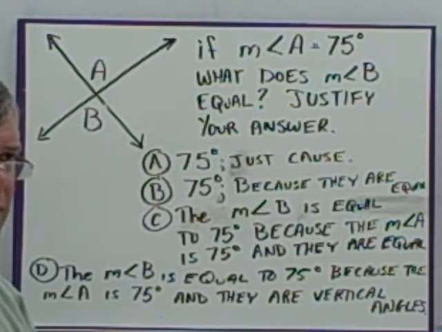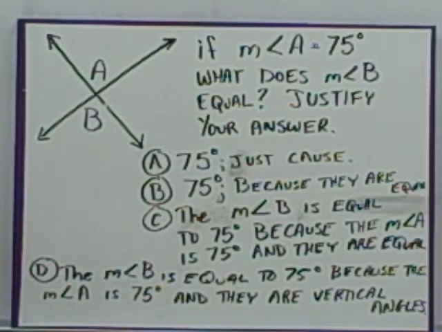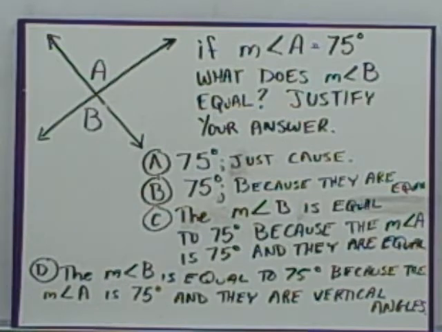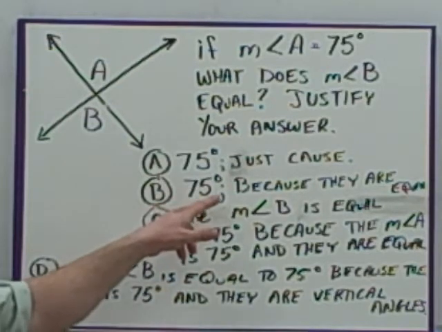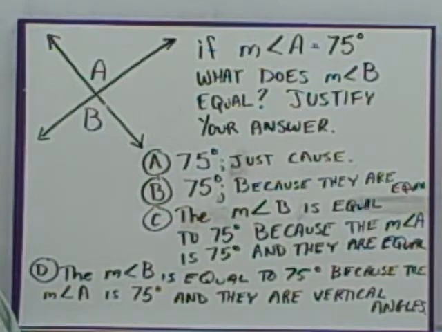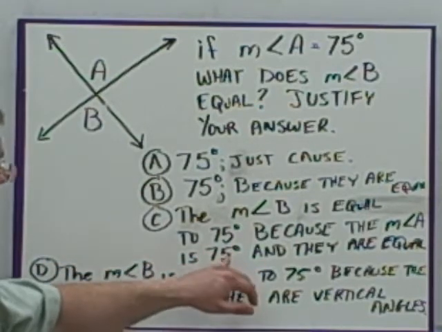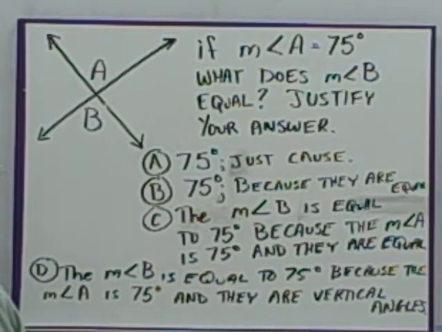Justify your answer. Now, I've got some multiple choice options here. A, 75 degrees just 'cause. Do you think you're going to get full credit for that response? No. 75 degrees because they are equal. Okay, you're telling me they're equal, but that's not justifying why they're equal. The measure of angle B is equal to 75 degrees because the measure of angle A is 75 degrees, and they are equal.